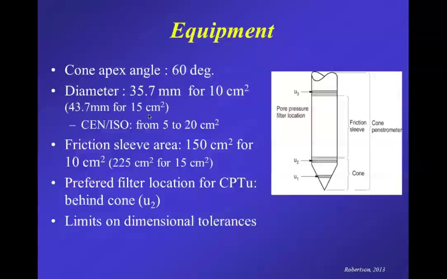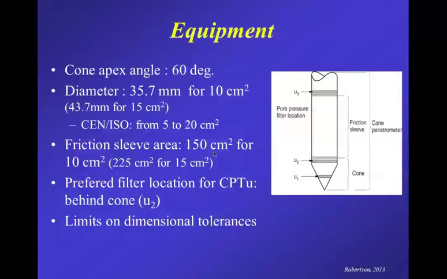So that's one of the reasons for the popularity of the 15 square centimeter cone: it's actually easier to push in, so for a given reaction force you can push it a little bit deeper than the 10 square centimeter cone. And also the cones are a little bit bigger, they're more robust, and a little bit easier to make and put all the electronics inside.